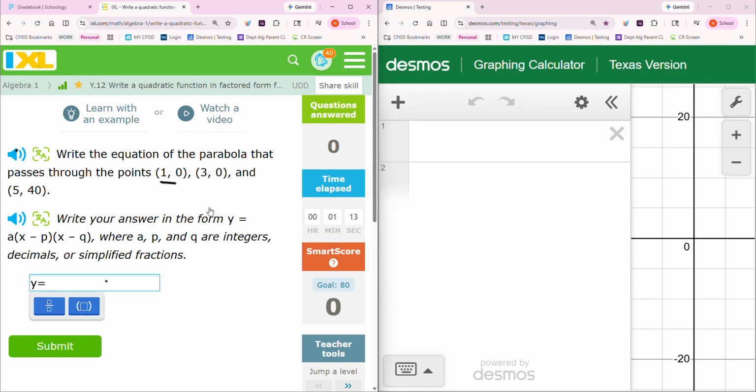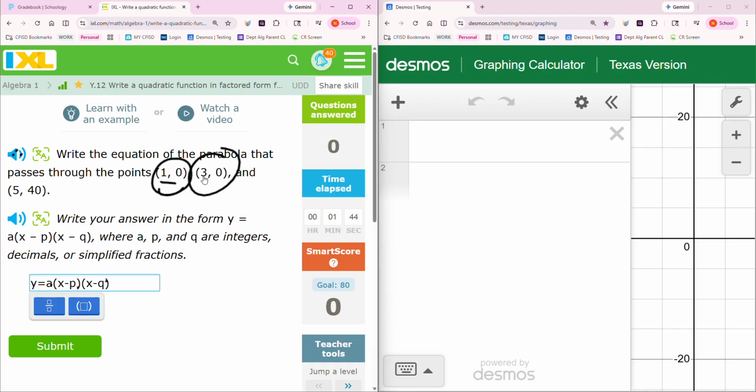of y equals, and then we have our two parentheses, x minus p and x minus q, and then we have our a value. All that is doing is we want to look at our zeros. So first of all, your zeros are going to be 1, 0 and 3, 0. Okay, so I'm going to change the p and the q inside my parentheses.